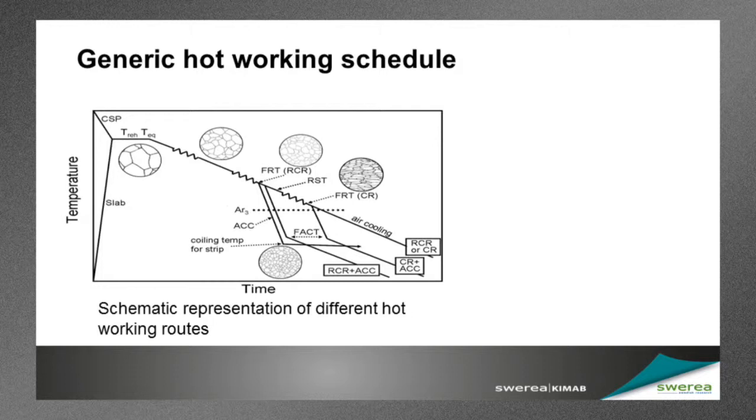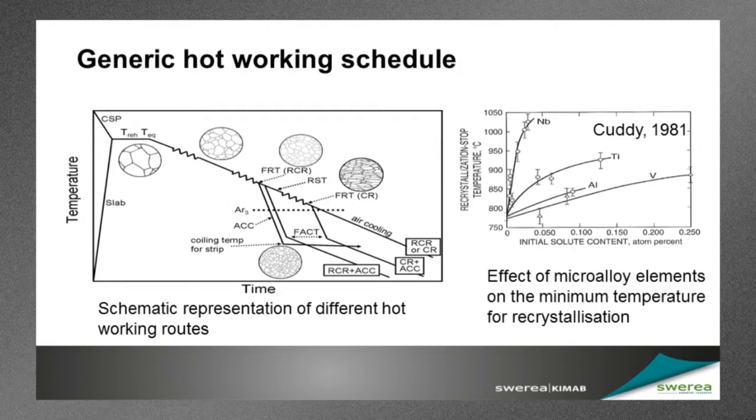And in the case of strip material, we will rapidly cool and then coil the material, and thereafter the temperature will only cool very, very slowly. Now, vanadium has the characteristic of high solubility, as I talked about earlier, and this means that it has very little interaction with the recrystallization process.